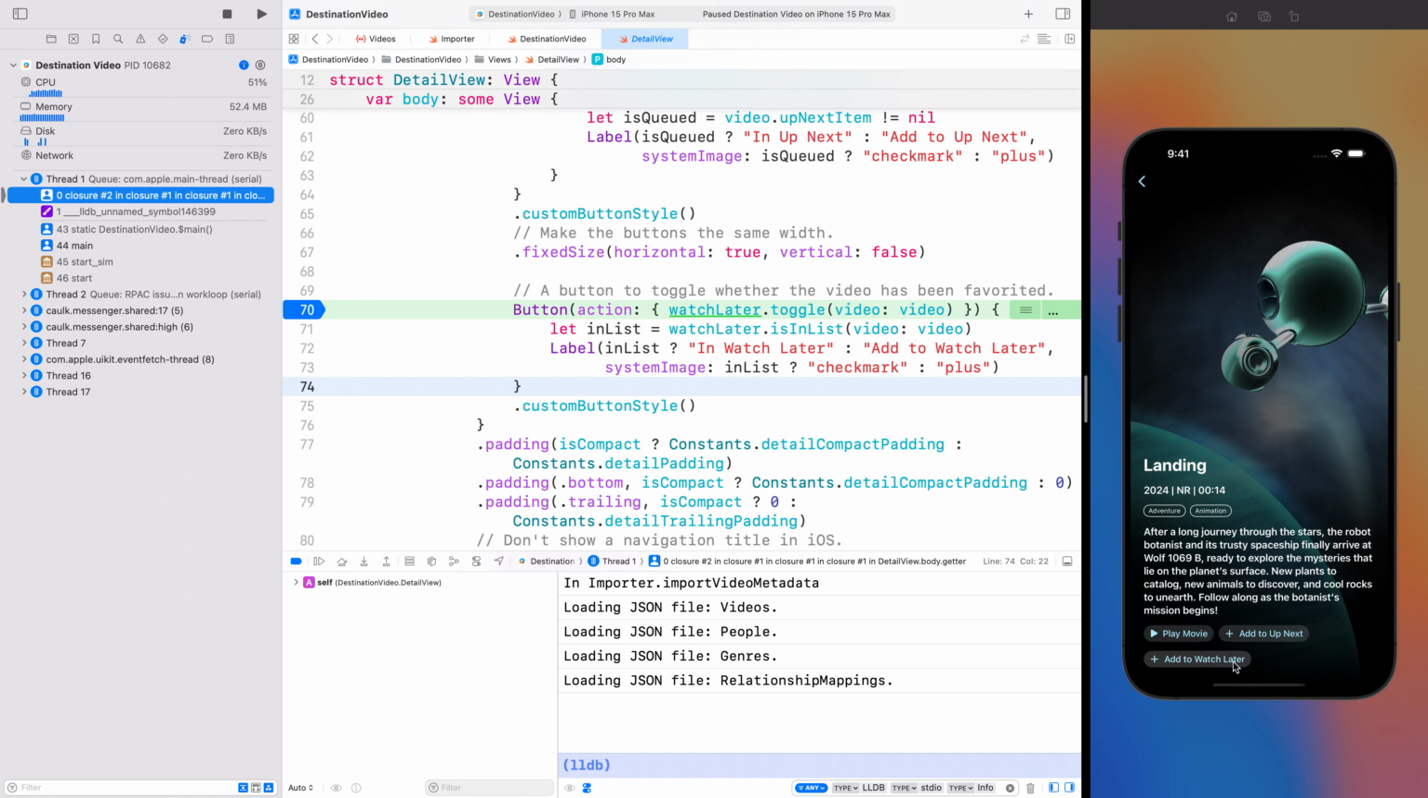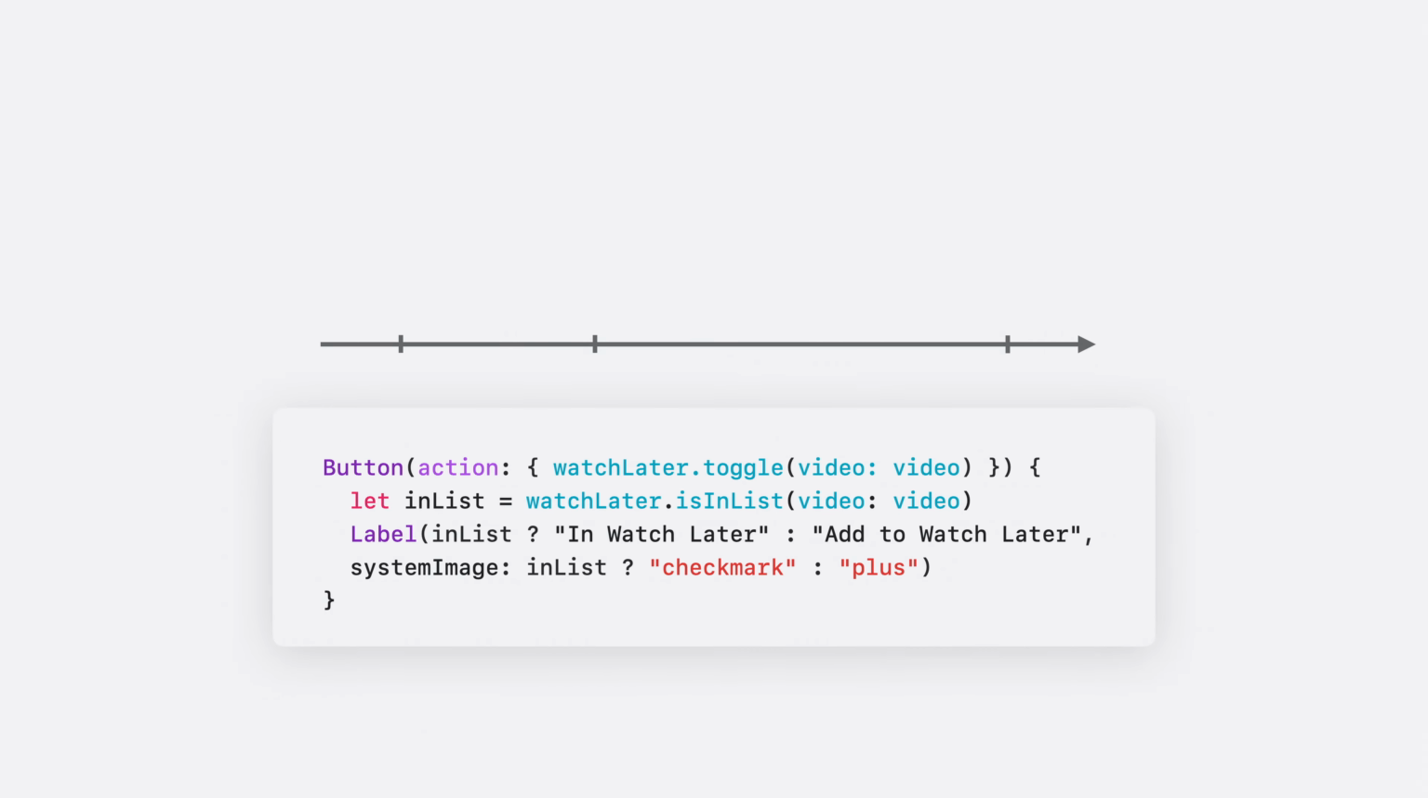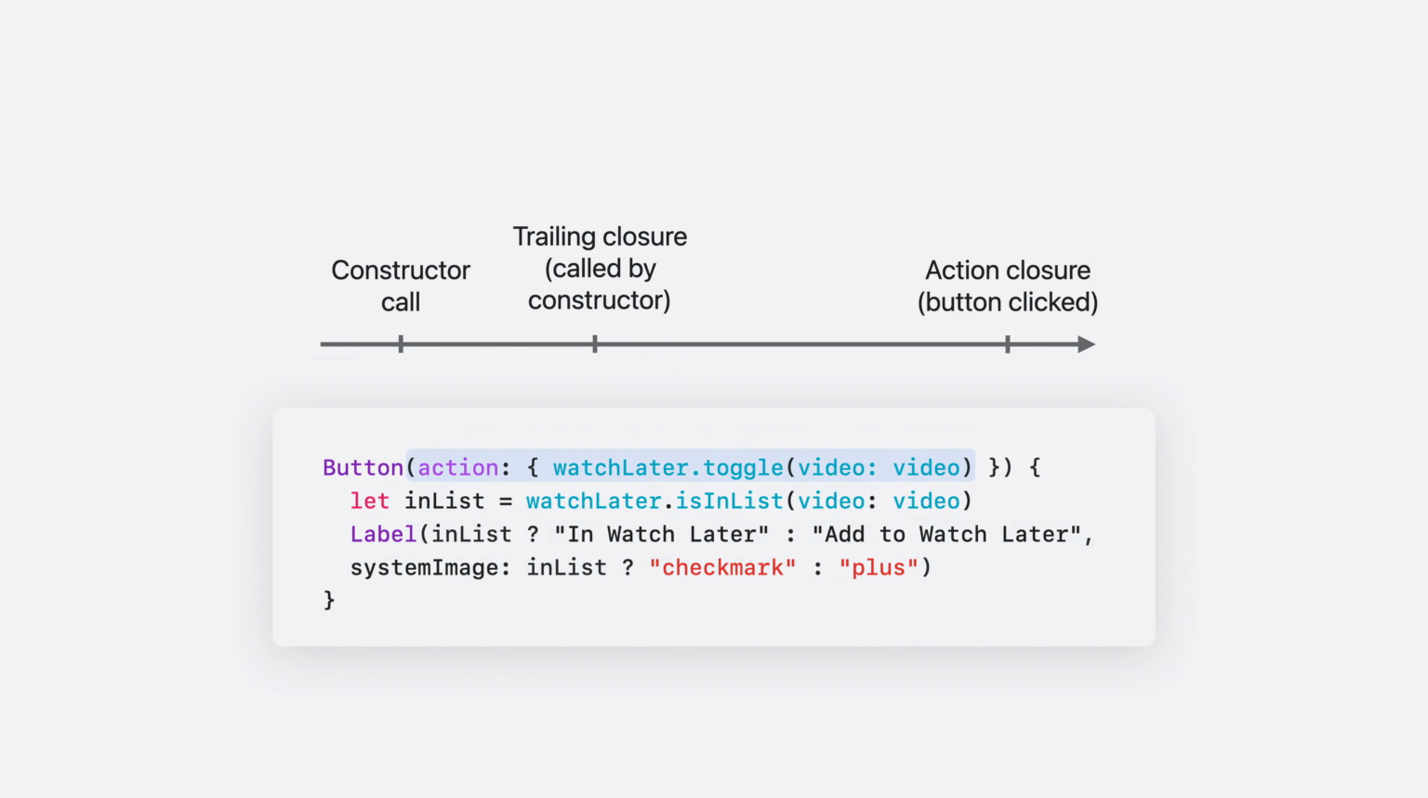We stopped once again, but this time we are inside the action closure. This example illustrates how even the most basic breakpoint can lead to breaking in interesting ways. We had 3 separate code regions attributed to the same line, but reached through different code paths: the call to the constructor, the trailing closure called by the constructor itself, and the action closure, which is called only when the button is clicked.